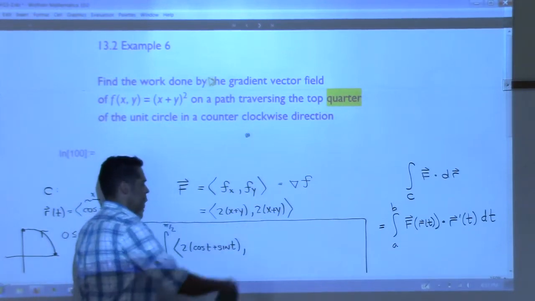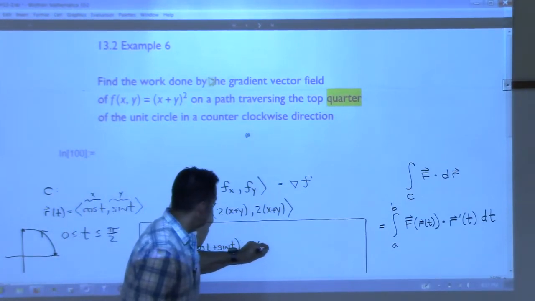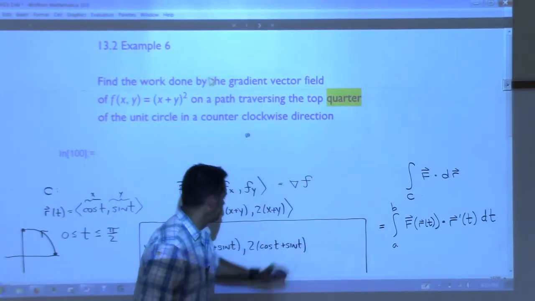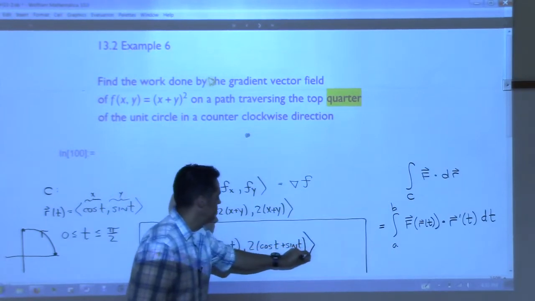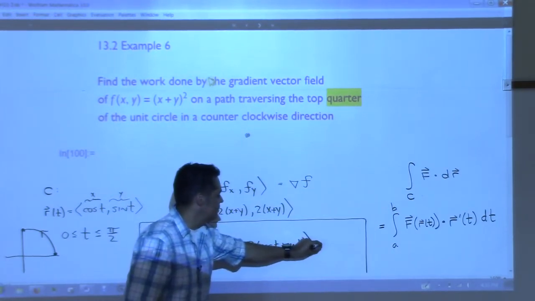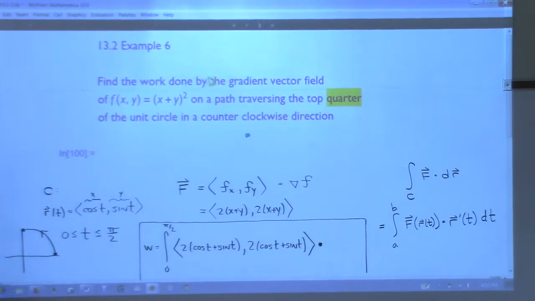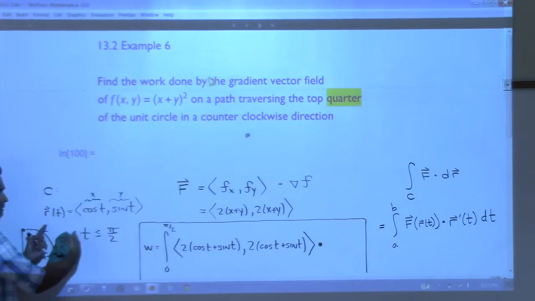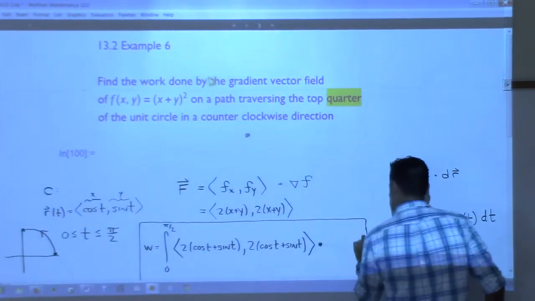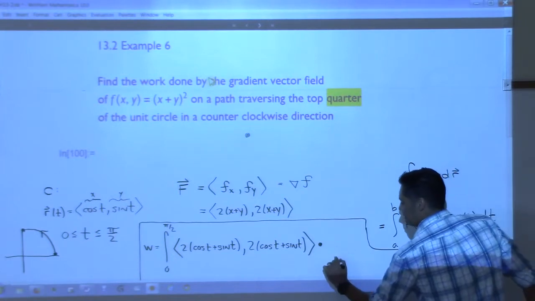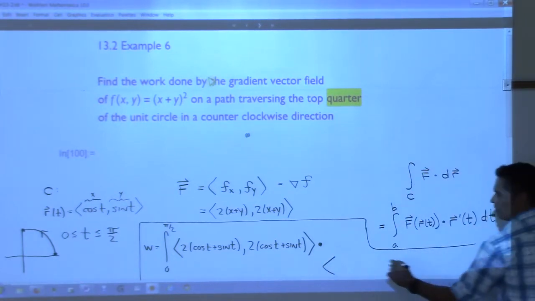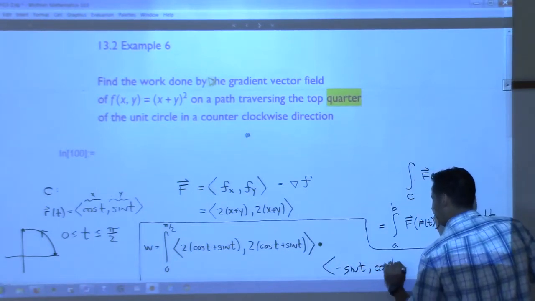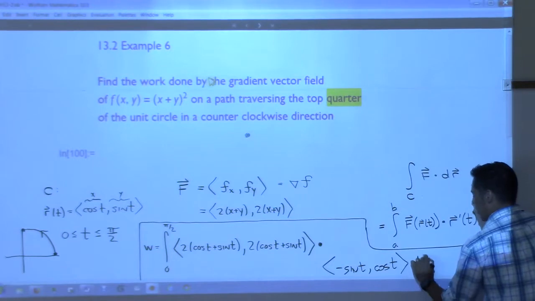Now the next part, same thing. I'm going to run out of room, I think. Okay, that vector's done. Dot. And now a new vector, right? And that new vector is the derivative of this guy. So I think I'll have to squeeze it in like this. So here it is. Negative sine t, comma cosine t, and then dt at the very end.